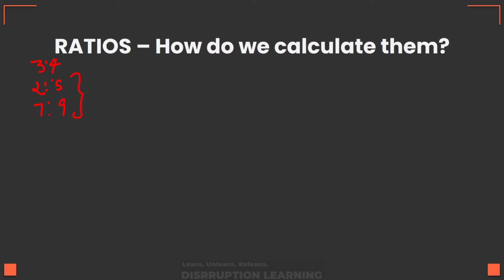Let's say we have larger numbers. So let's say A this time has 10 coins and B has 25 coins. Now the ratio isn't going to be 10:25. So how do we calculate the ratio between them? We'll see the method here.